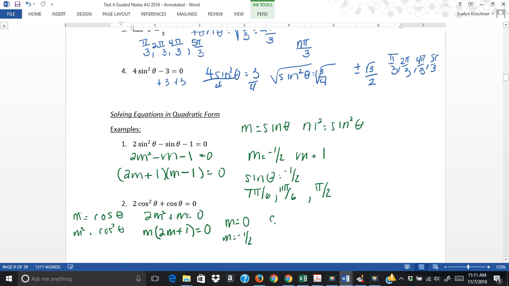So when is cosine theta equal to 0? Well, cosine theta is equal to 0 at pi over 2 and 3 pi over 2. And when is cosine theta equal to negative 1/2? Well, that's in the second and third quadrants, and it's negative 1/2 at 2 pi over 3 and 4 pi over 3.